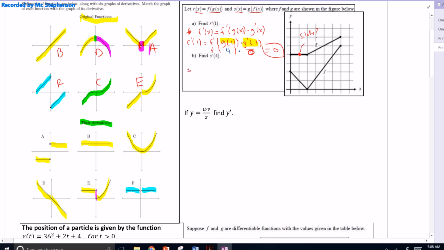Next one's the same thing. S prime of X is going to be G prime of F of X times F prime of X. And this time we're plugging in 4. So it's going to be S prime of 4 equals G prime of F of 4 times F prime of 4. And now we just need to find these things, right? First, let's find F of 4. F of 4 is, right? 1, 2, 3, 4.